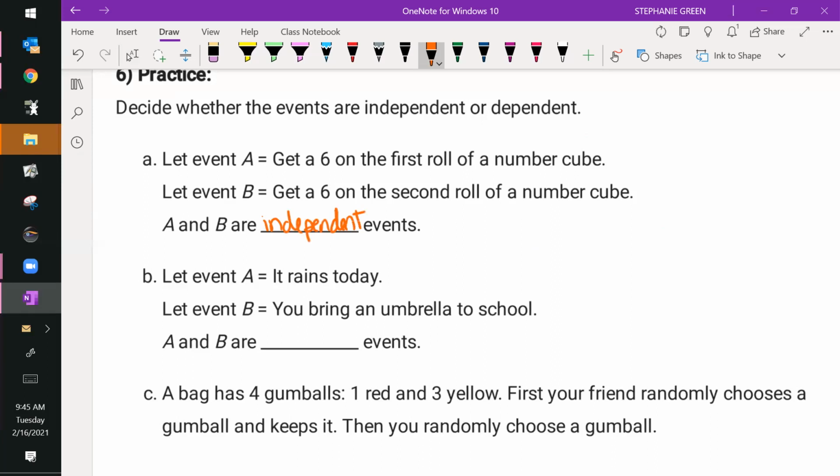Okay, next one. It says event A is it rains today. Event B is you bring an umbrella to school. Okay, I know most of you guys, even if it rains, probably won't bring an umbrella to school. But the point is, students, people in general, are more likely to bring an umbrella places if it's actually raining. You're less likely to grab an umbrella on the way out the door if it's not raining. So these two events would be dependent.